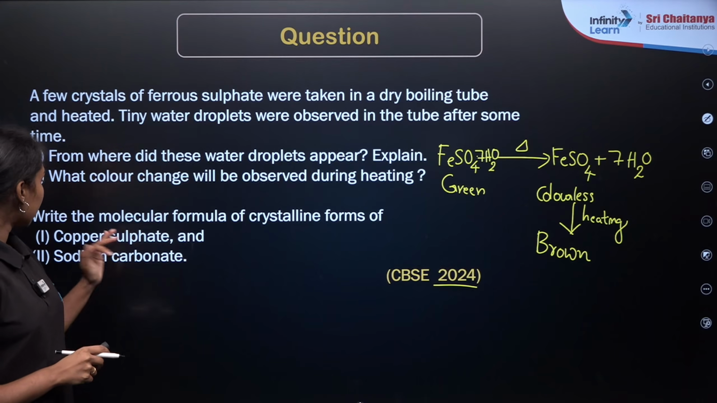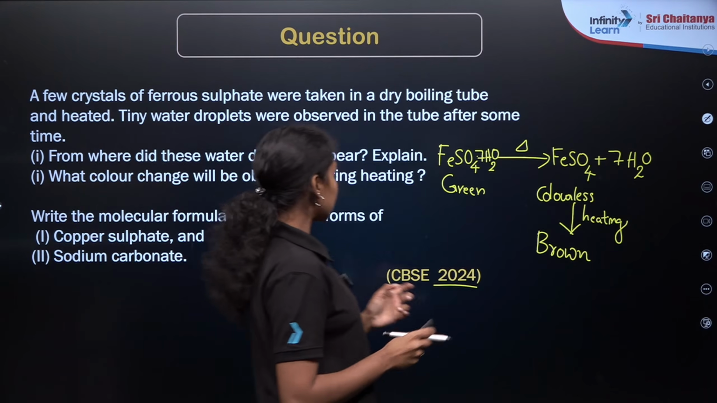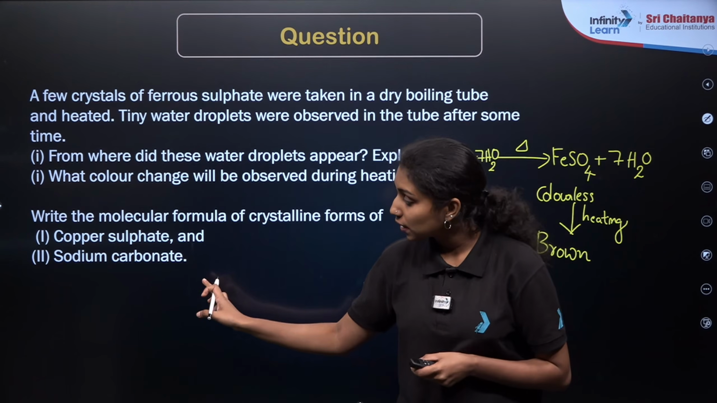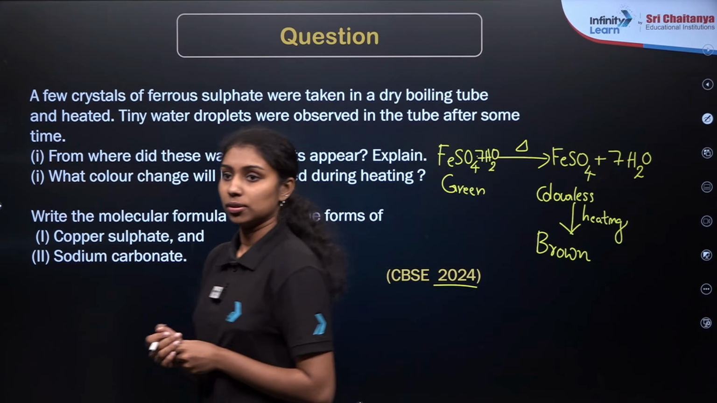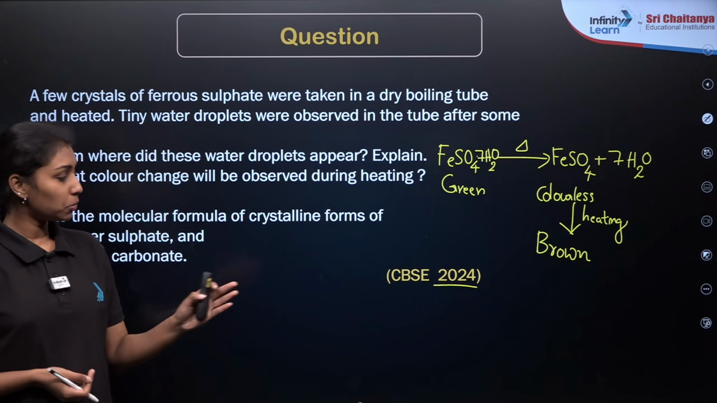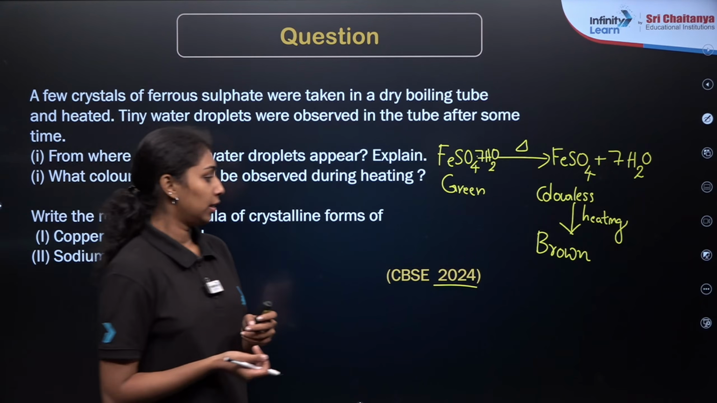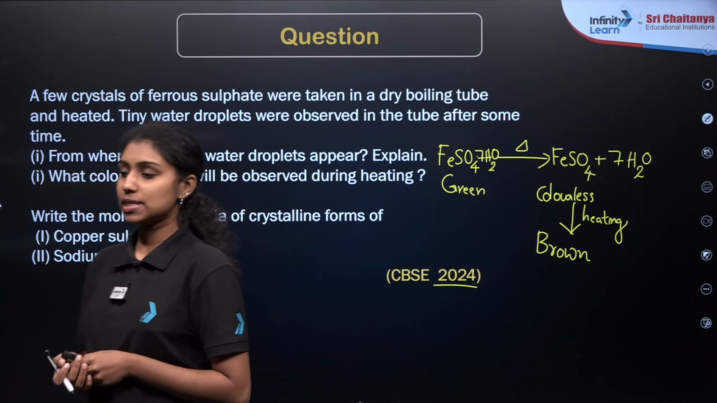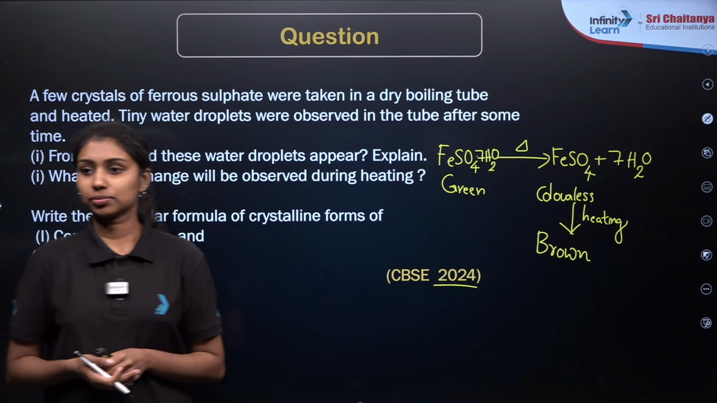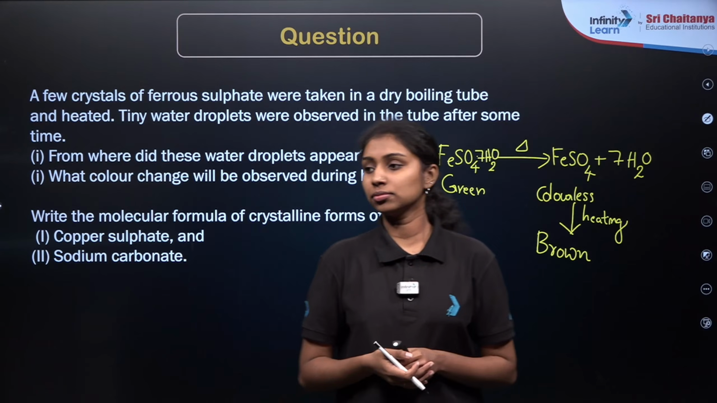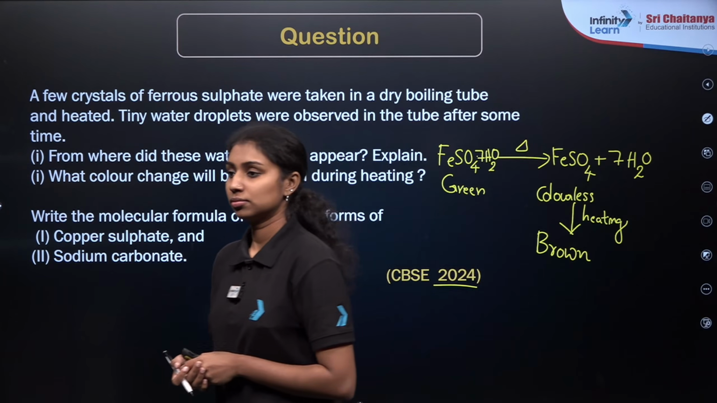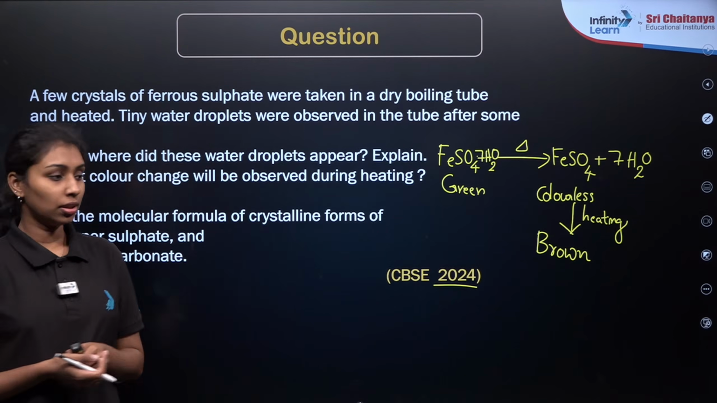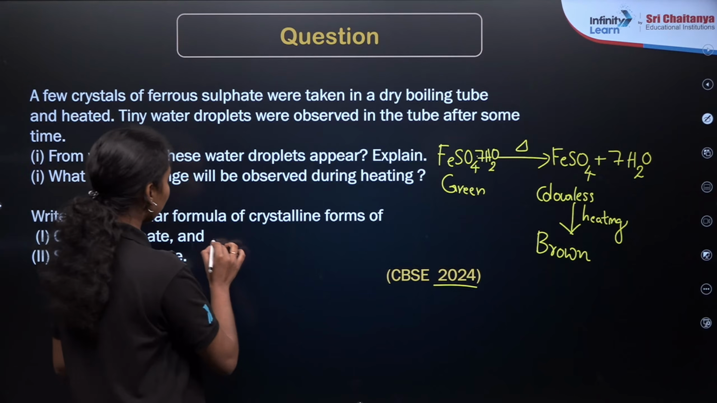Two more sub-questions are given here. Write the molecular formula of the crystalline forms of copper sulfate and sodium carbonate. What about copper sulfate? Is there any water of crystallization present or not? Copper sulfate is CuSO4.5H2O, right?